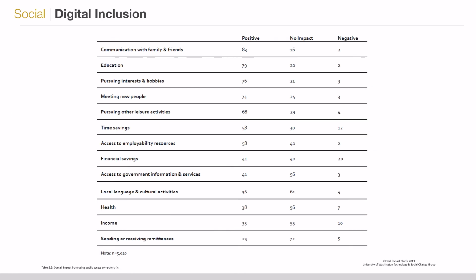Overall, the study showed that there were significant positive impacts to all social areas with minimal negative impacts. Notable positive impacts include 25 to 40% of respondents reporting positive impacts on their access to government information and services, local language and culture activities, health, and sending or receiving remittances. Over 90% of respondents using IT found what they were looking for. Over 50% of users would see a reduction in their IT use if a public access venue were no longer available. The only significant negative impacts were time, financial savings, and income.